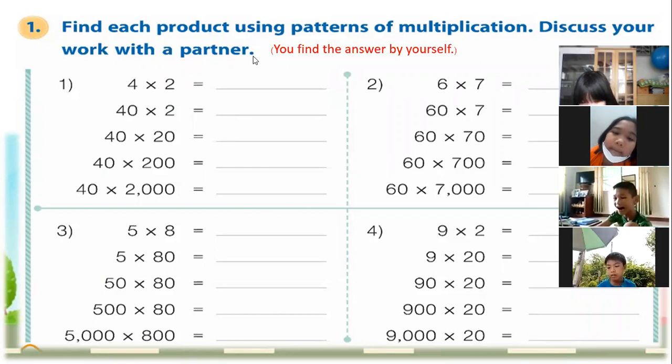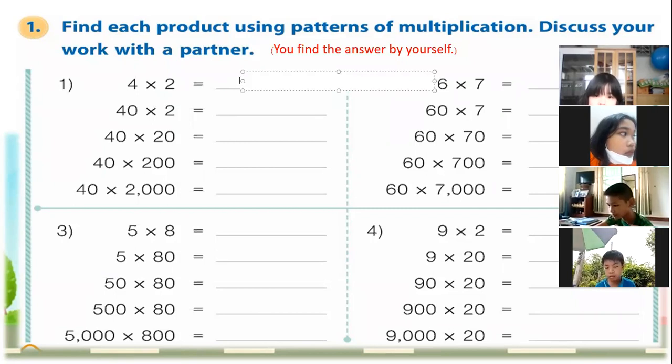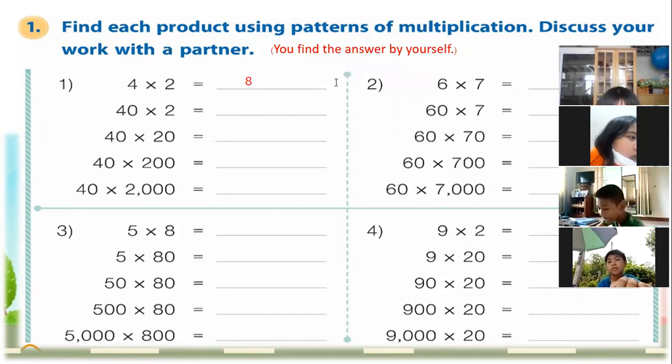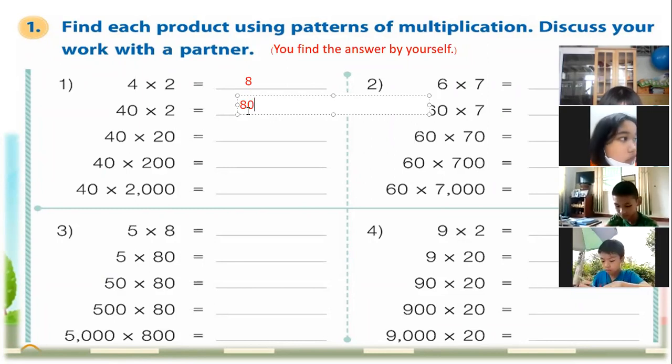40. 4 multiplied by 2. The first one, 8. Exactly, 8 is the correct answer. Now, second step. 4 tens multiplied by 2 will be how many tens? 4 tens multiplied by 2. 80. Exactly. So that one is 80, or you can say we have 8 tens.